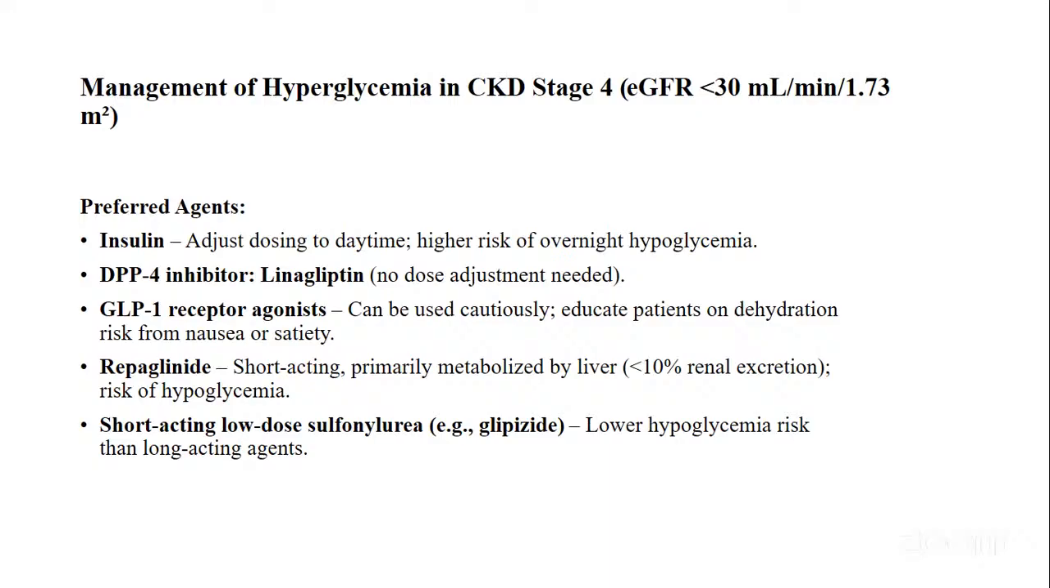And the other is repaglinide. This also acts on the sulfonylurea receptors, but it is short-acting, so it has decreased risk of hypoglycemia, and it's primarily metabolized by the liver. So this is another option. The other is the short-acting sulfonylurea glipizide. It has low hypoglycemia risk because it is short-acting, unlike long-acting agents like glimepiride.